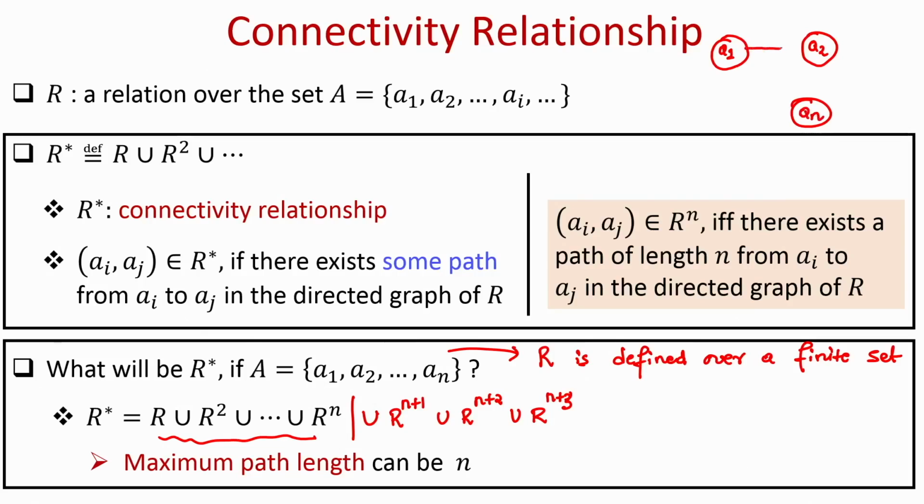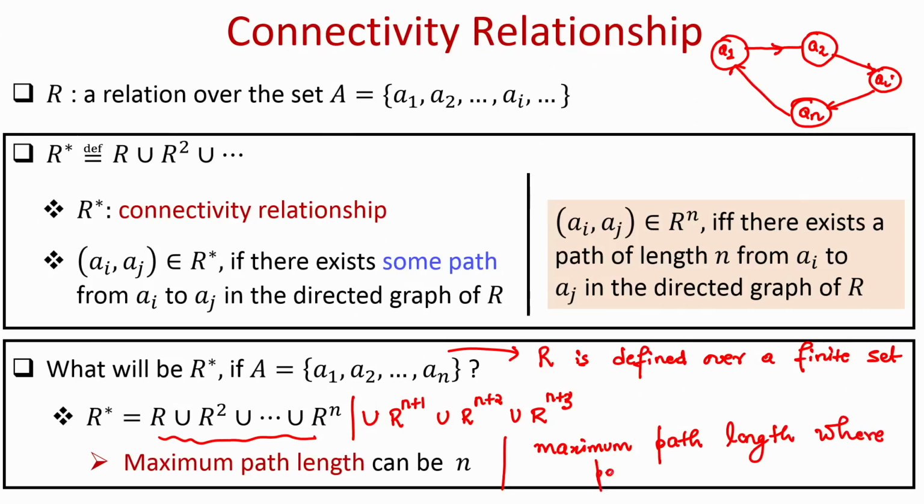So, what can be the maximum path length? The maximum path length can be n only, because you have only n distinct nodes possible. Of course, you can keep on traversing along this path again and again and again, that will be considered as a path of a higher length. But what do I mean by maximum path length? By maximum path length I mean here the maximum path length where the path has distinct edges.